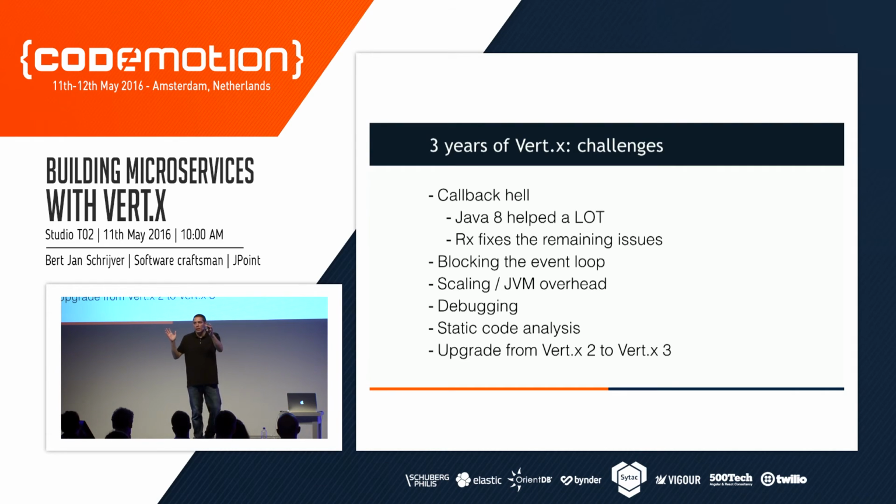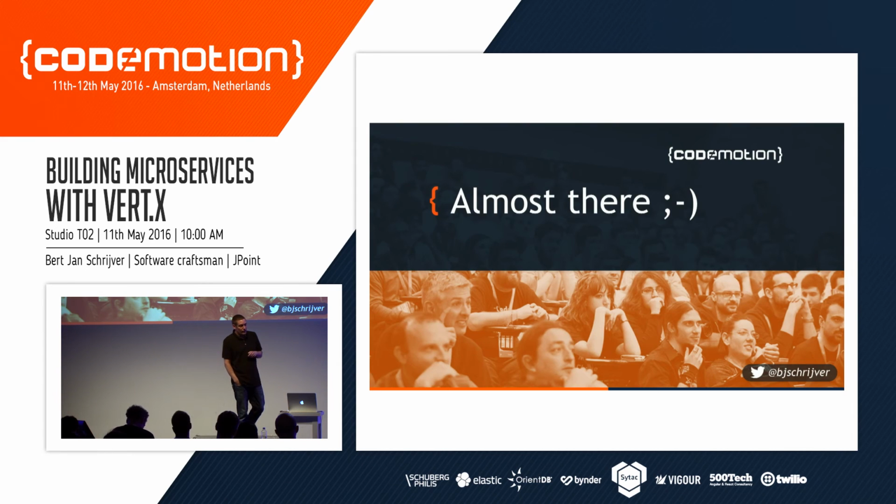And the upgrade from Vert.x 2 to Vert.x 3 was a big one because the Vert.x team improved a lot, but they needed to break stuff for that, which was okay with us, but the larger projects that have been running for longer were a bit troubled by this and had to do a lot of work to upgrade. About half the projects are now running Vert.x 3. They're very happy with it, very happy with the RxJava stuff. The rest is still upgrading. So as I said, almost there.